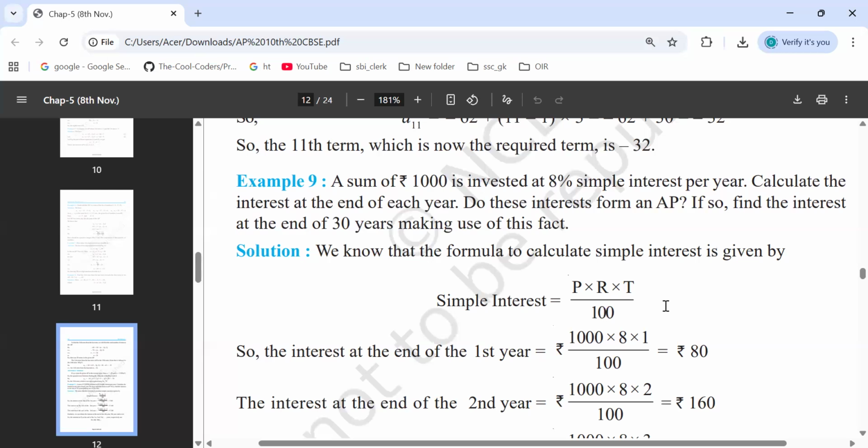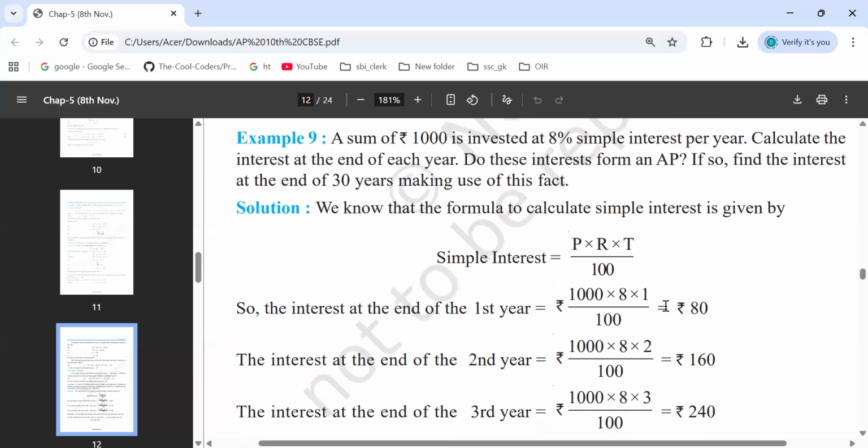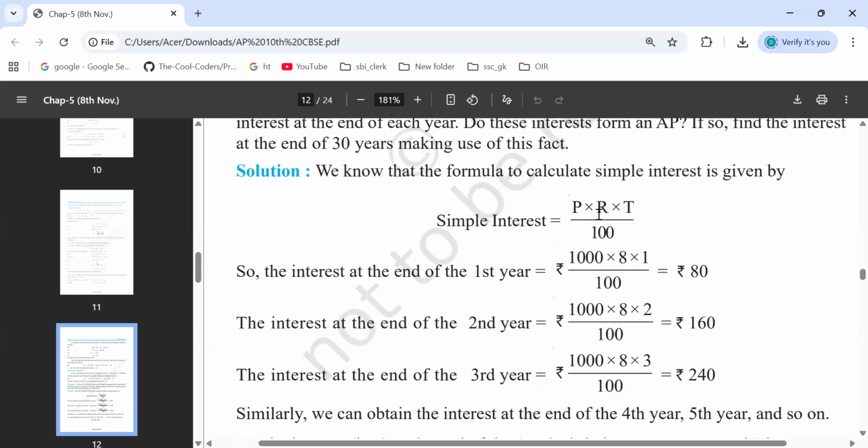They have asked us whether the interest that we are getting from this sum is forming an AP or not. And if it is forming an AP, then we need to use the nth term formula to calculate this interest for 30 years. Now let us see the formula of simple interest: P into R into T by 100, where P equals principal, R equals rate, and T equals time. This is the formula for simple interest.